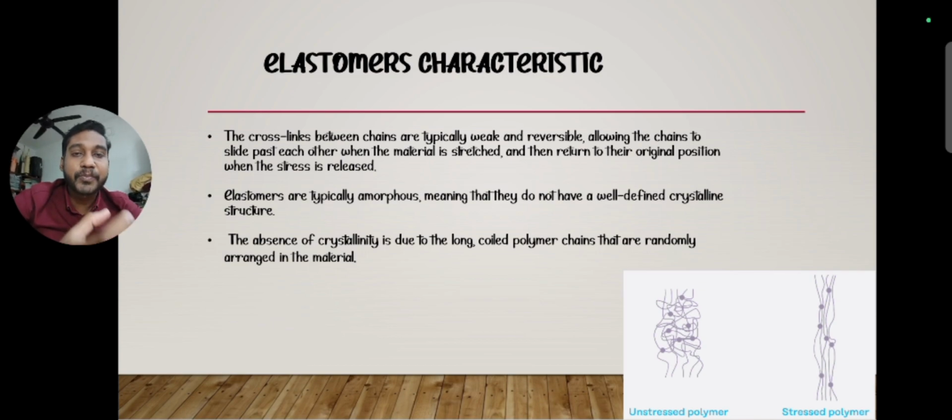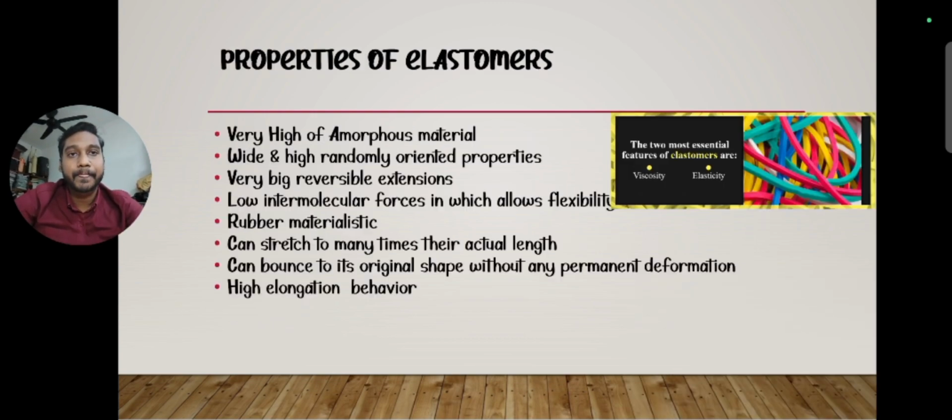So, the unstressed polymer and the stressed form. Once the unstressed form has been stretched, we can see the shape as a long line, like spaghetti and meatballs, which elongates. Then once released, it will go back to the original shape.